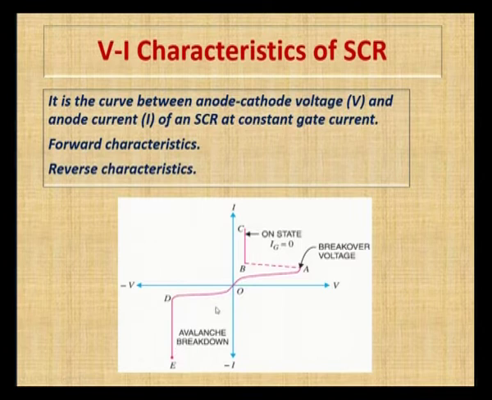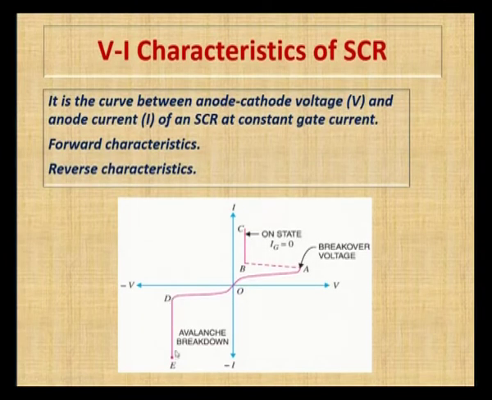And next is the reverse characteristics. In the reverse characteristics, the anode is made negative with respect to the cathode. In a similar way, when we apply the voltage, there will be a very small current due to leakage. When it reaches a certain voltage, there will be a breakdown. When the voltage equals the reverse breakdown voltage of the SCR, the junction J2 will break down, so that avalanche breakdown occurs. It appears like this. This is the VI characteristics of an SCR.